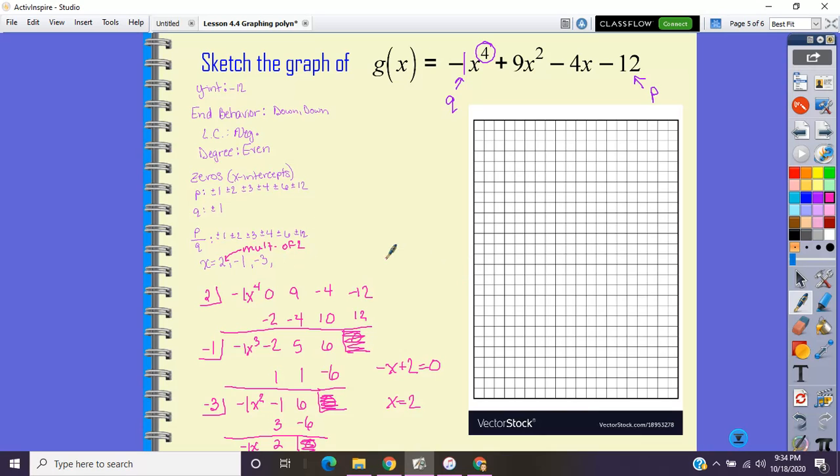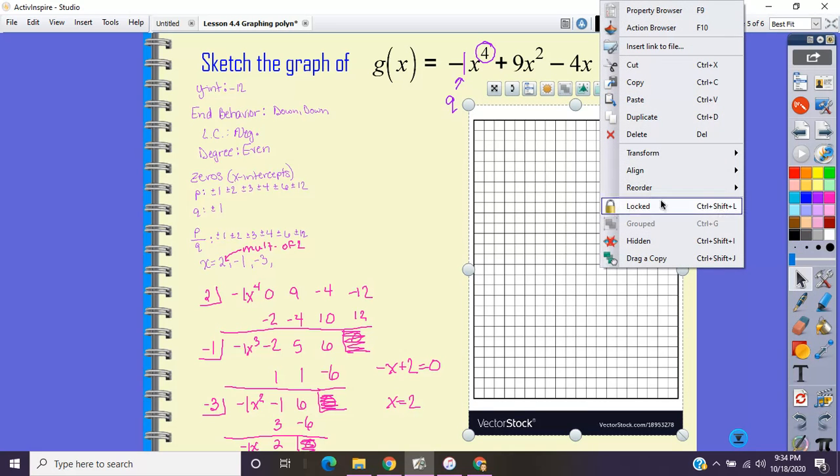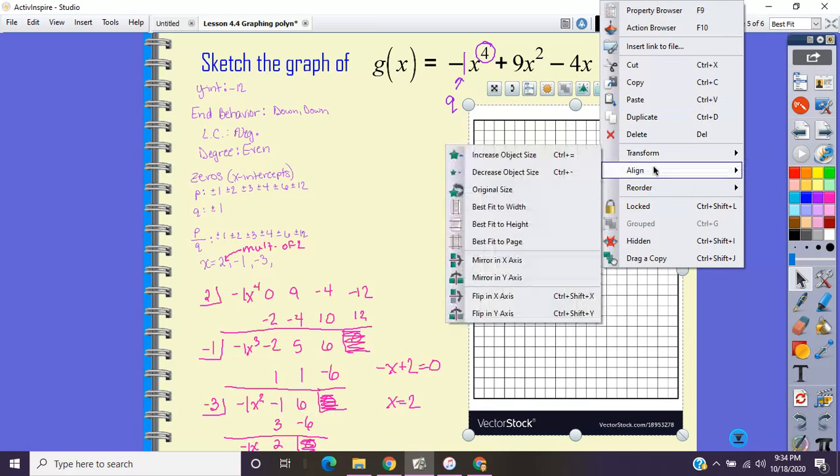So let's go through and actually graph these and figure out what points we can put on here. All right, first thing we have to do is get an axis on here. I want to be able to see the entire graph.